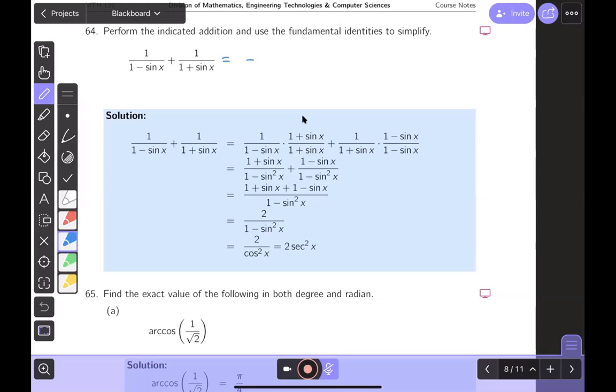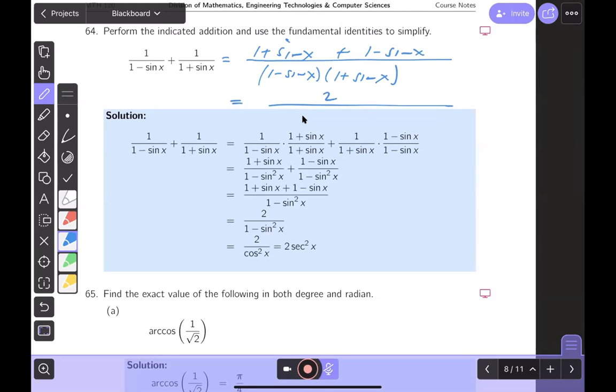Common denominator. What goes in the numerator? 1 plus sine x. Because I'm multiplying by 1 plus 1 minus sine x. What happens over here? Well, look at the top. You just get 2. But again, the bottom, 1 minus sine squared.